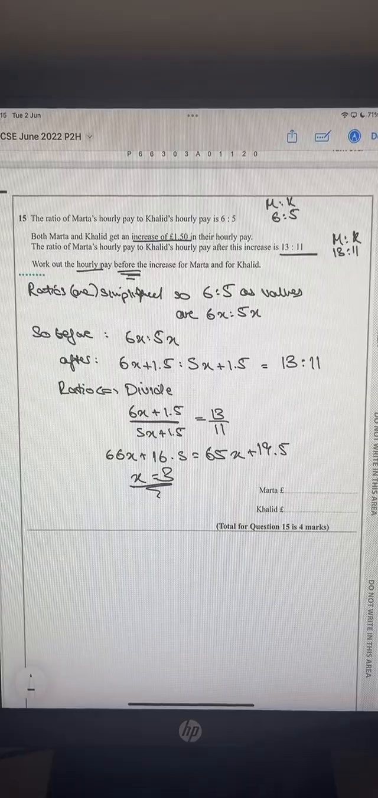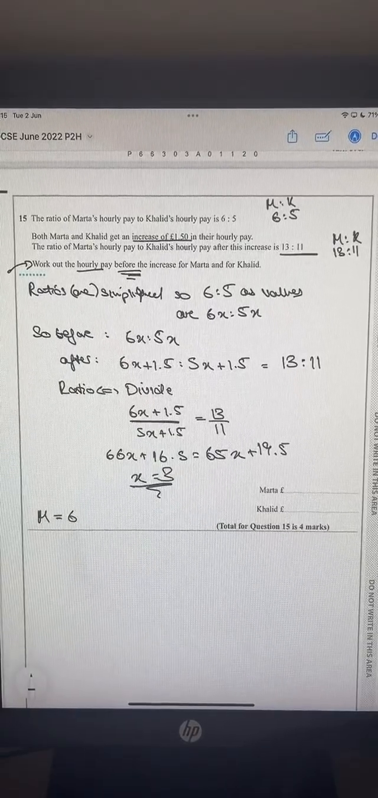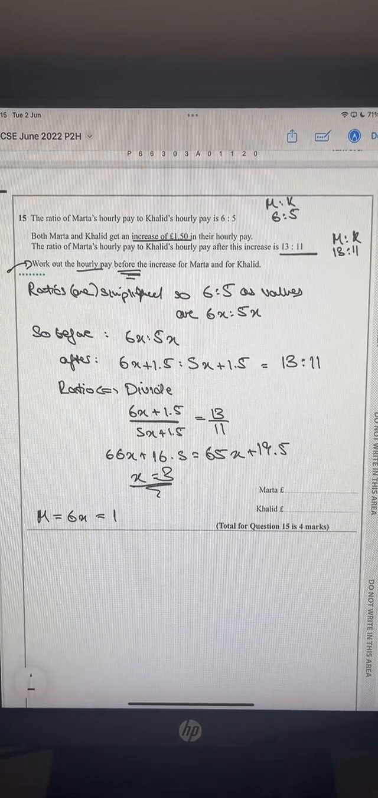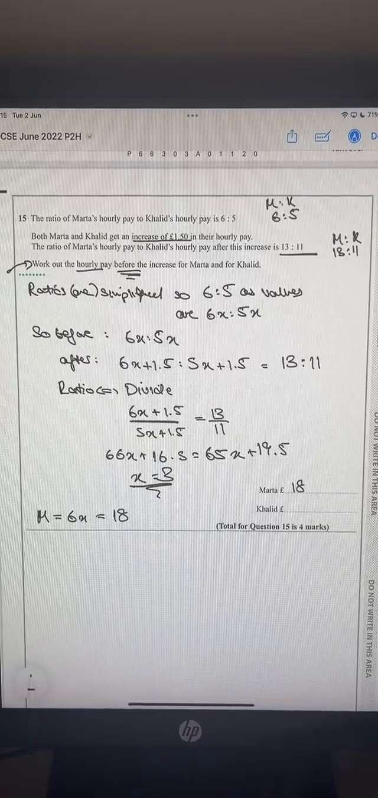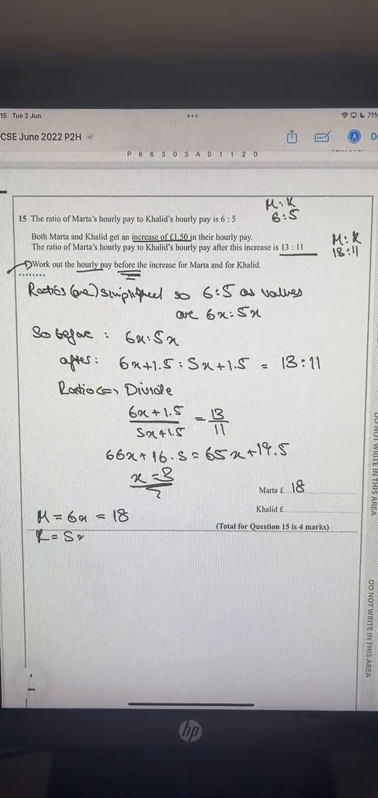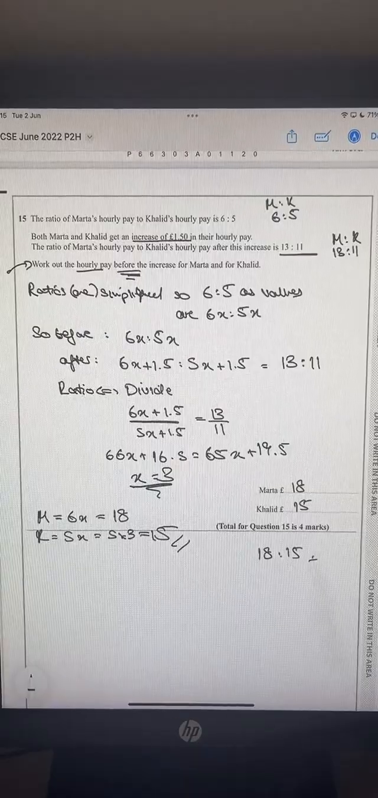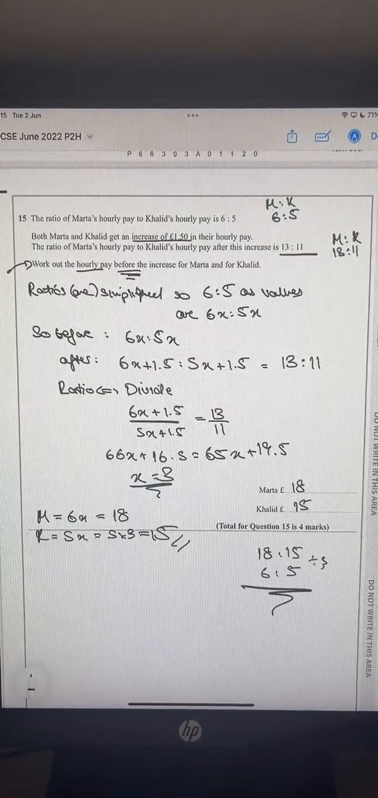Am I done yet? No. What do I need to actually do? Look at the question again. The hourly pay before the increase for Marta and Khalid. Well, I know that Marta was 6x, so x was my scale factor, which I simplified by. So 6 times 3 is 18, so she was paid 18 pounds. And Khalid was 5x, so 5 times 3 is 15. And we can check that as a ratio, and then simplify by dividing by 3, and we get 6 to 5. And that is how you do this question.